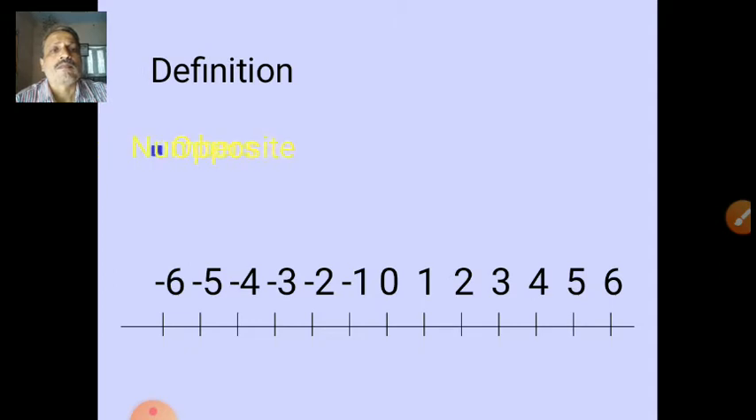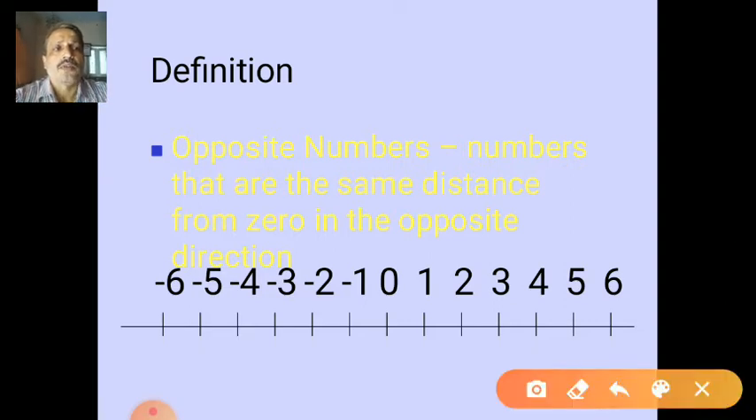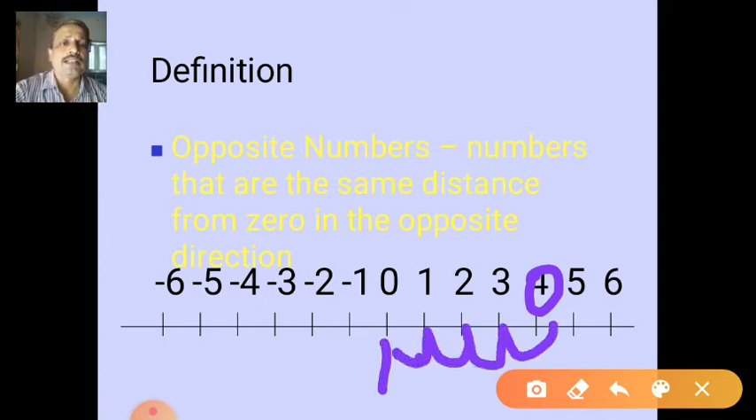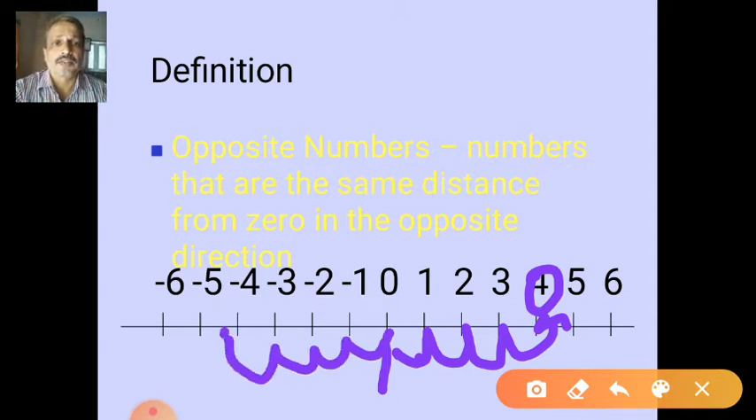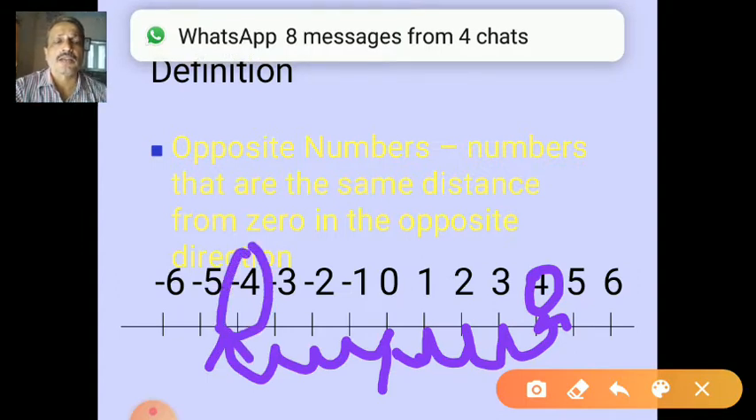Now see, an opposite number is nothing but a number that is the same distance from 0 in the opposite direction. Suppose I take a positive number 4. What is the opposite of 4? From 0, how many steps do we move? 1, 2, 3 and 4. So we reach 4. Now what about the negative side? 4 steps: 1, 2, 3 and 4. Yes, here this number is minus 4.